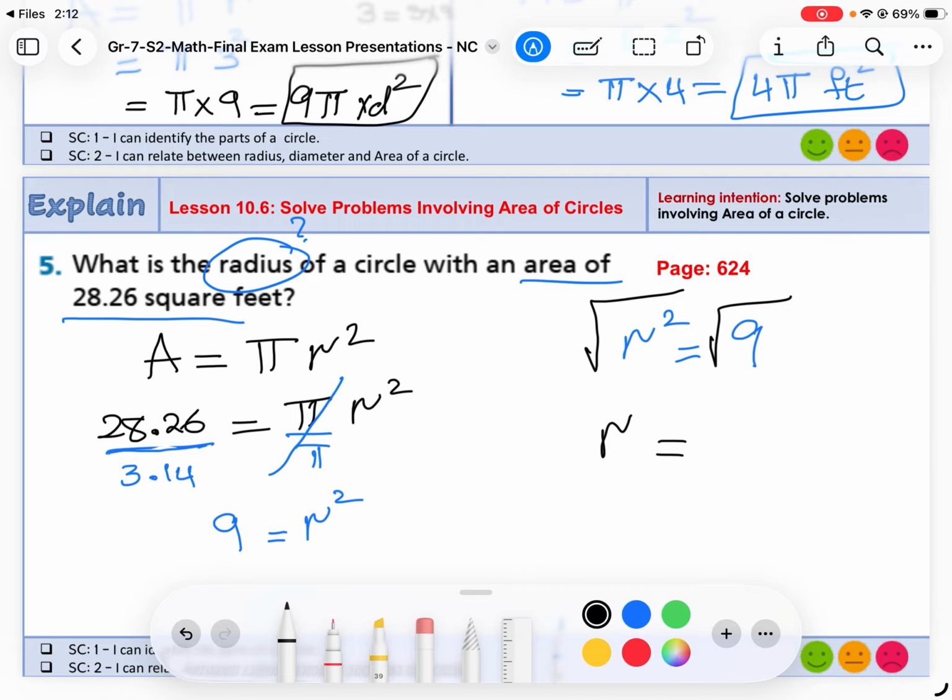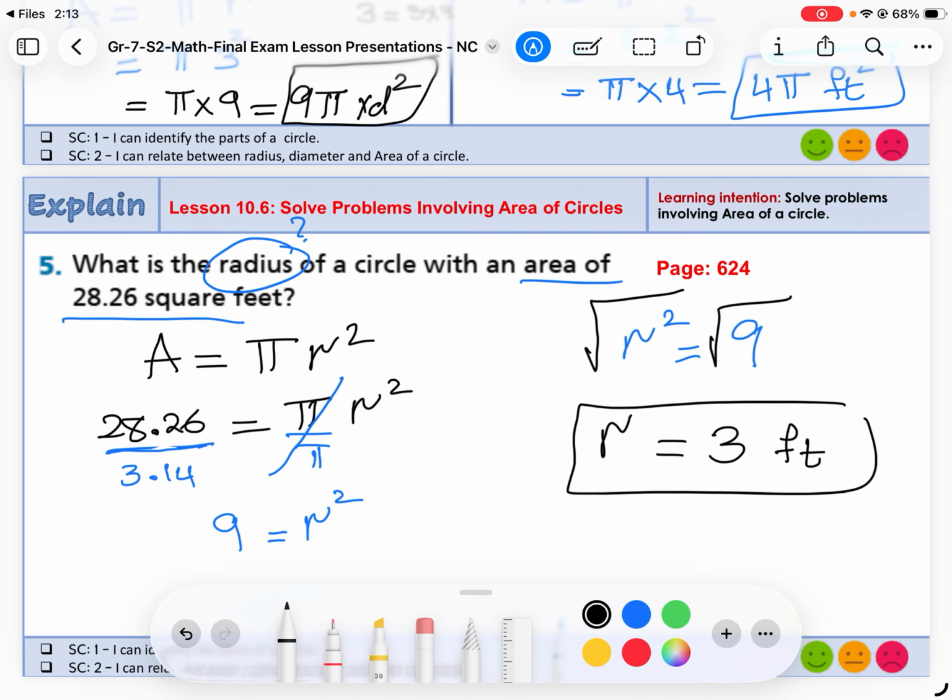And now, what is the square root of 9? What does the square root mean? It means, think of a number that when you multiply it by itself will give you 9. So 1 times 1, try it, it's going to be 1. 2 times 2, 4. 3 times 3, 9. So r will be equal to 3 feet. Okay, r will be equal to 3 feet. This is, you guys, how you find r. You start with the formula, you substitute the area value, and then you replace pi with 3.14. You solve the equation in terms of r, and then finally you take the square root.